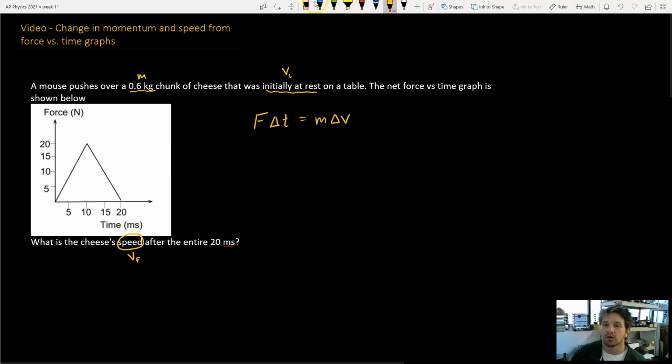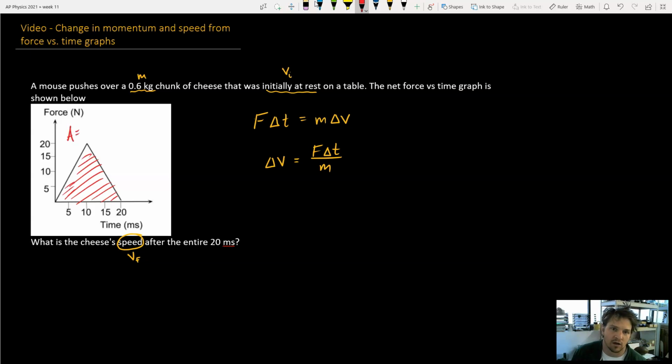With that, I'm being asked to figure out what its speed is. How much does it change by throughout this problem? So I'm trying to solve for delta v, change in speed. So I'm going to isolate that variable. And here I have the impulse divided by the mass. Well, the impulse, force times time, just comes from these axes being multiplied together, which is the area. So over the entire 20 milliseconds is this whole shape, and that's just one big triangle.